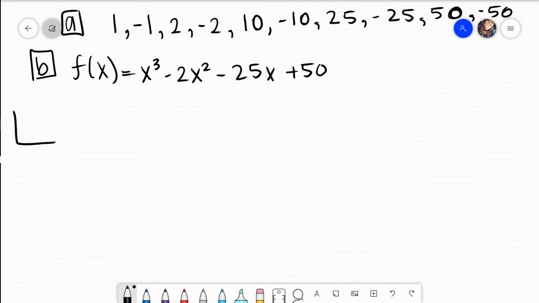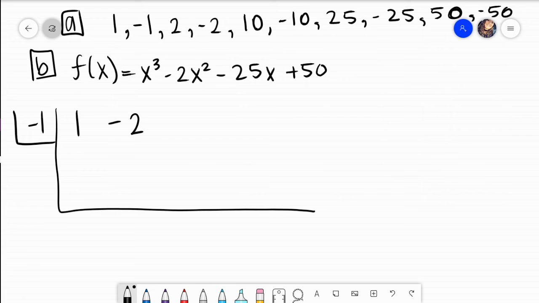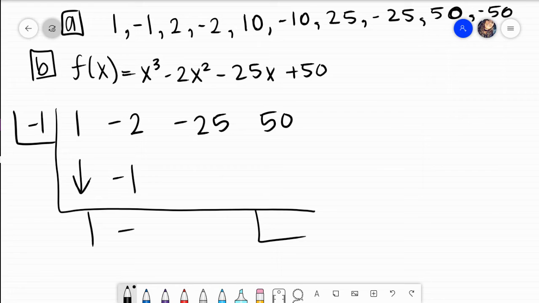Okay, so I am going to do my step again now using negative 1. I have 1, negative 2, negative 25, 50. Bring down my 1. 1 times negative 1 is negative 1. Signs are different, so it's negative. Combines to a negative 3. Negative 3 times negative 1 is 3. These signs are different. That would combine to a negative 22. Negative 22 times negative 1 gives me a positive 22.